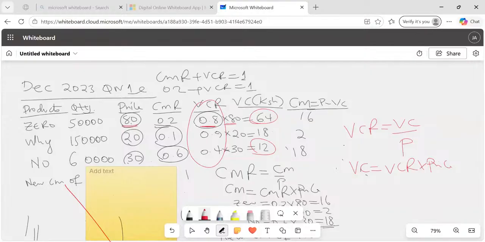I'm not yet there, my good students. Once I have the CM, I know that CM is contribution per unit. I need to get total contribution. So create the very last column there. I know you are squeezed with space, but create the very last column and give me a title, total contribution.